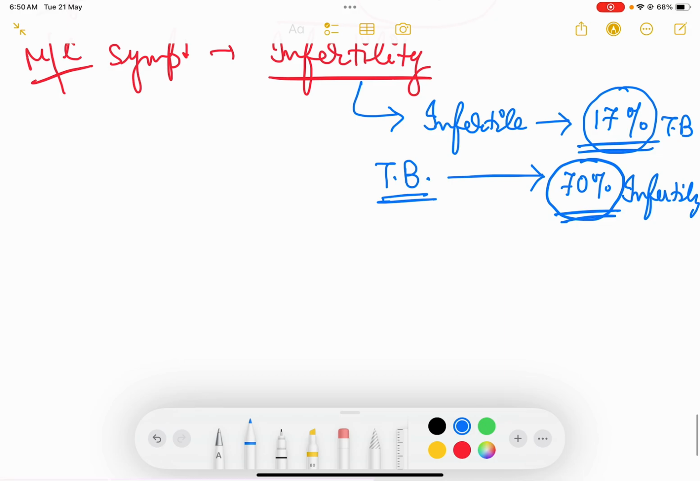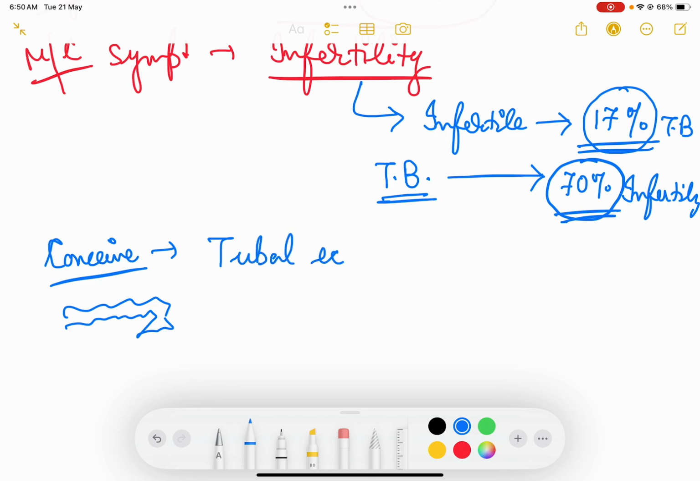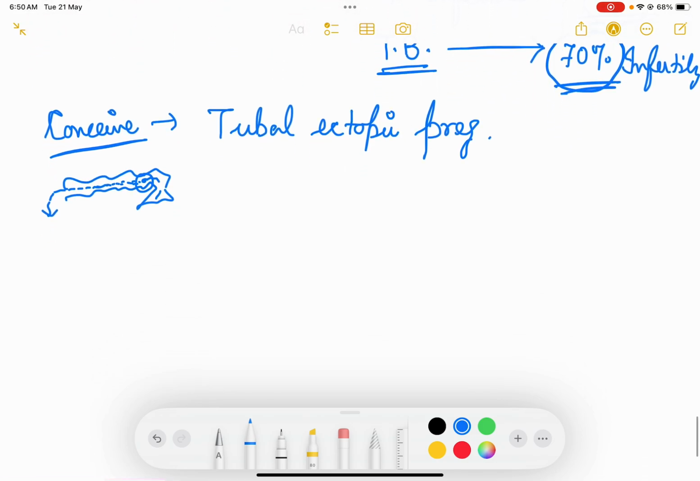Now, women who conceive with tuberculosis: suppose they conceived, and the tubes are affected by tuberculosis, so the tubal anatomy is distorted. So once they conceive, the most common conception is tubal ectopic pregnancy. Why does ectopic pregnancy happen? Because the motility of the tube is disturbed, so after the zygote, morula and blastula are formed, they are not able to come properly up to the endometrial cavity, so they remain in the tubes.